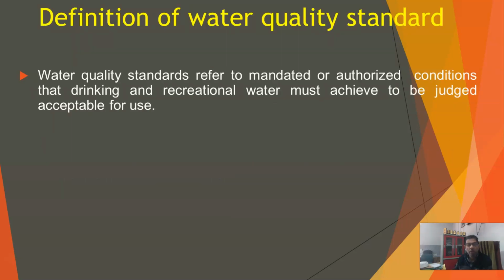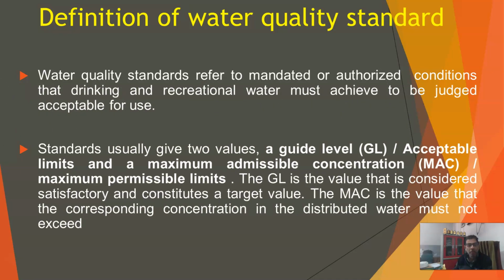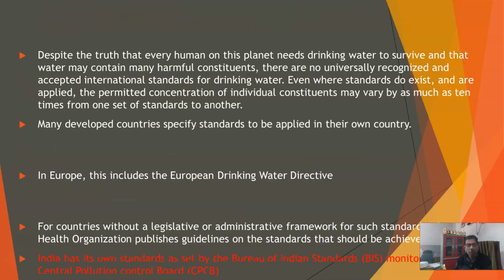As far as the definition is concerned, water quality standards refer to mandated or authorized conditions that drinking and recreational water must achieve to be judged acceptable for use. These standards usually have two values. One is called the guide level, that means an acceptable limit, and the other is called the maximum admissible concentration or maximum permissible limit. The acceptable limits are the values that are considered satisfactory and constitute a target value, while the maximum permissible limits are the values that the corresponding concentration in the distributed water must not exceed.